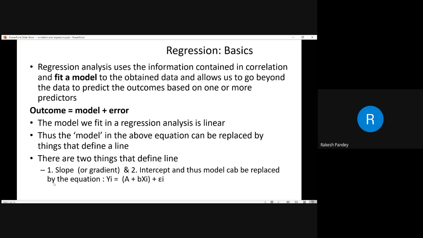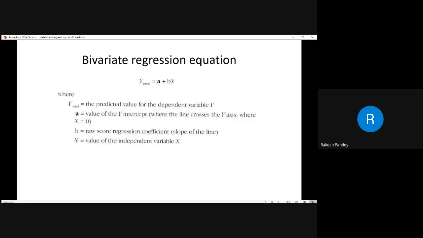So a simple line is represented by y is equal to a plus bx, and b is called the slope of the line and a is the constant. So this is the simplest regression equation. If we have to predict y, then we can use it.